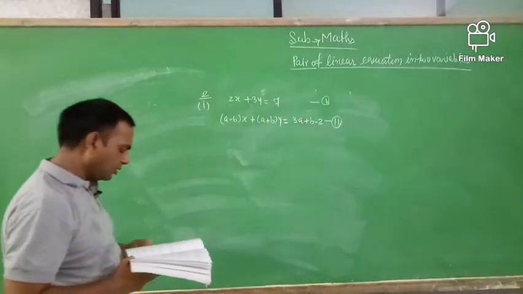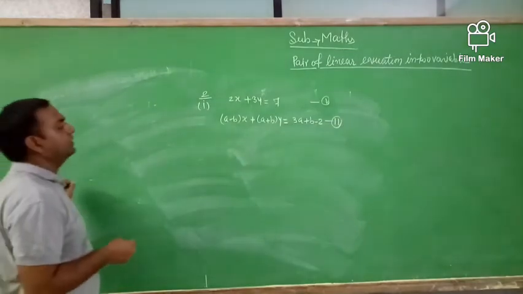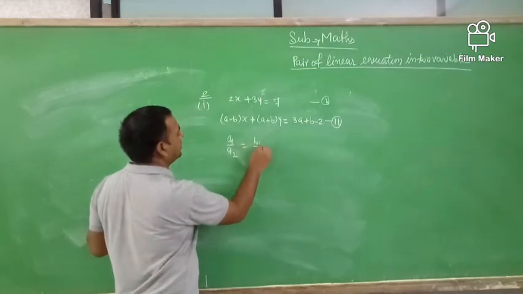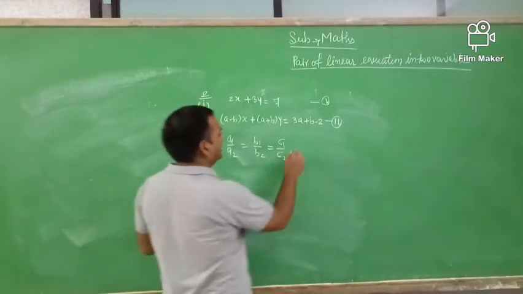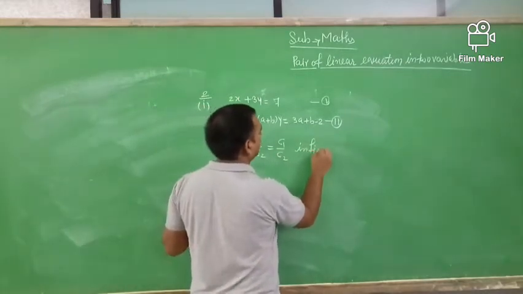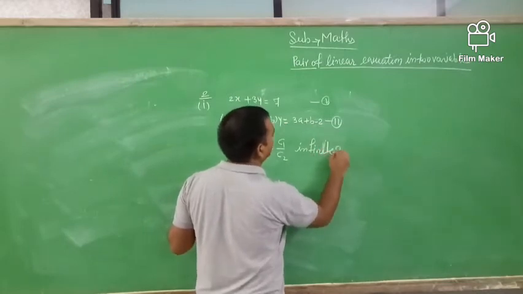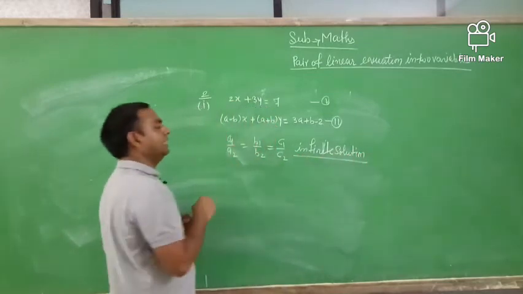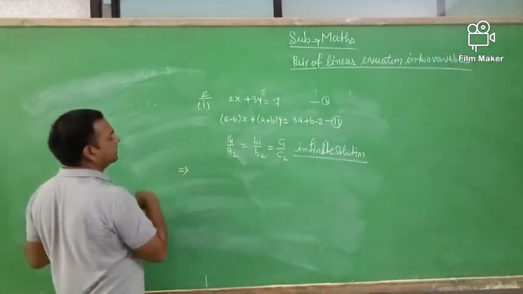Here the question is asking for which values of a and b the equations have infinite solutions. In the case of infinite solutions, a1 upon a2 is equal to b1 upon b2 is equal to c1 upon c2. So you see the coefficients.